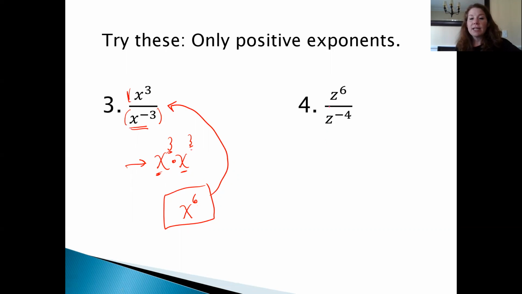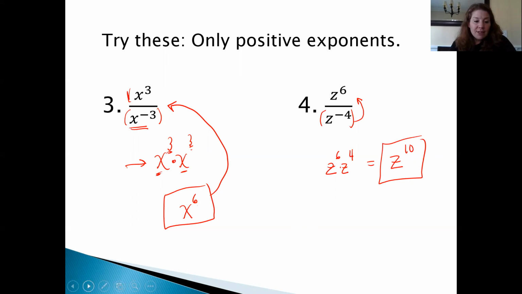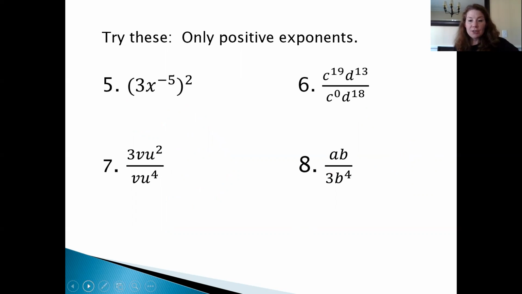Okay. All right, look at number 4. We're going to only move what's down here up. So we leave z to the 6th in the numerator. We bring up next to it z to the 4th. These two numbers have the same base. They're being multiplied. So the rule is to add those exponents. And there we go.